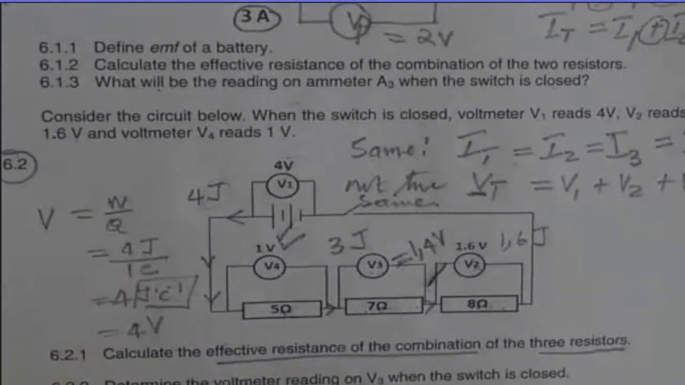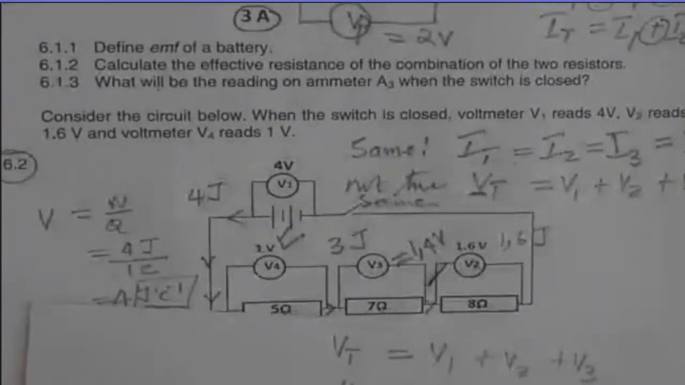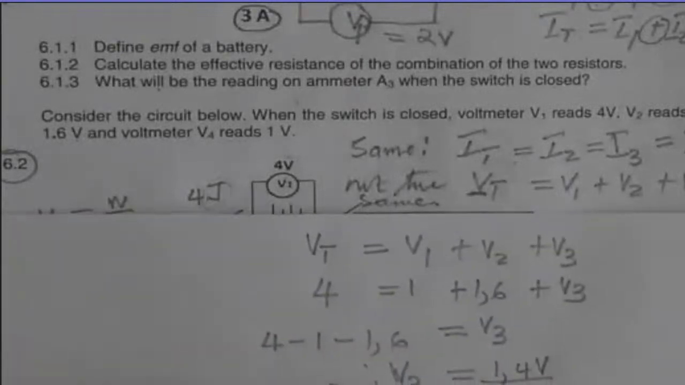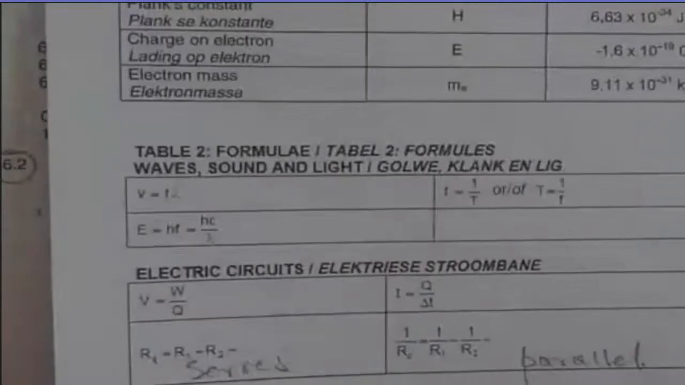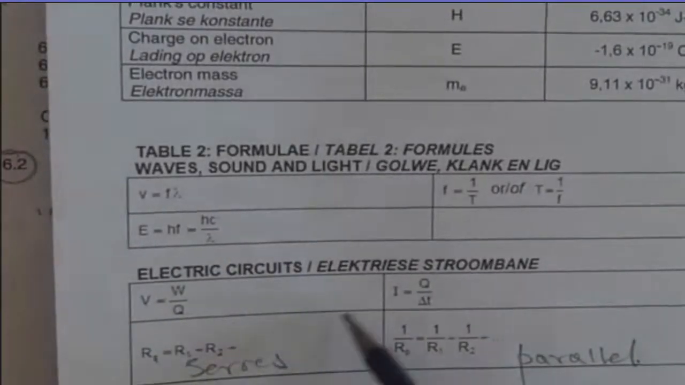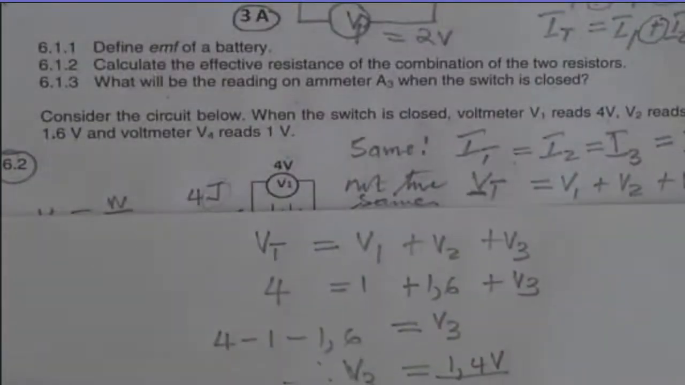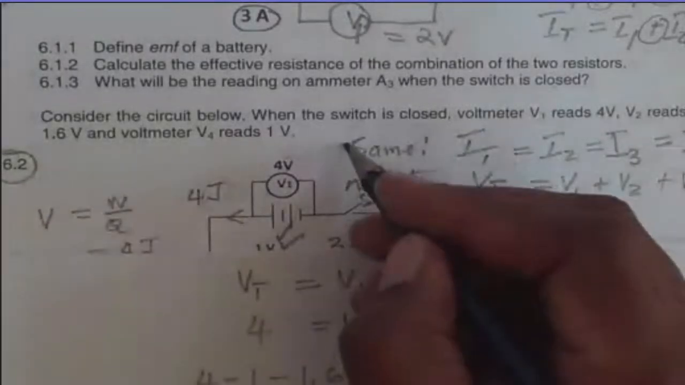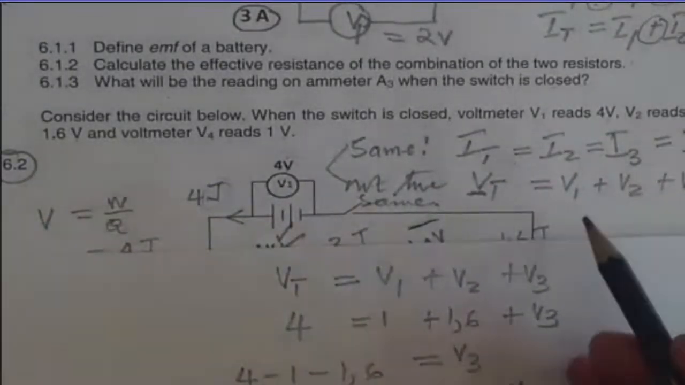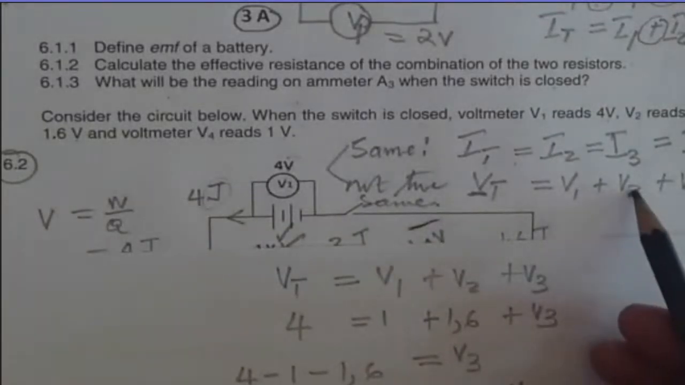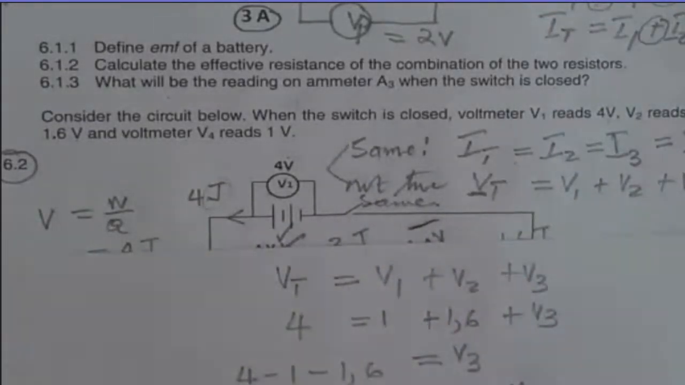Then determine the reading on V3 when the switch is closed. So they want the V3. Now V total is not in the formula sheet, so I need to have my tools. The V total is equal to V1 plus V2 plus V3.